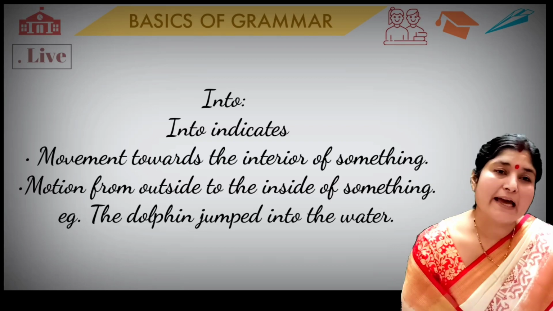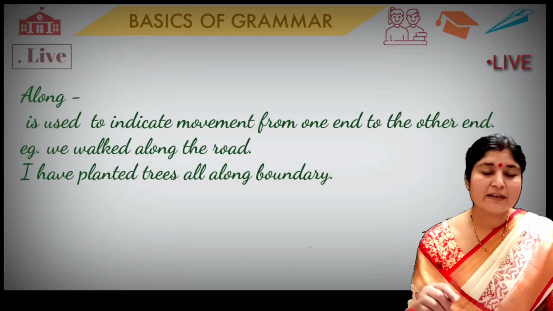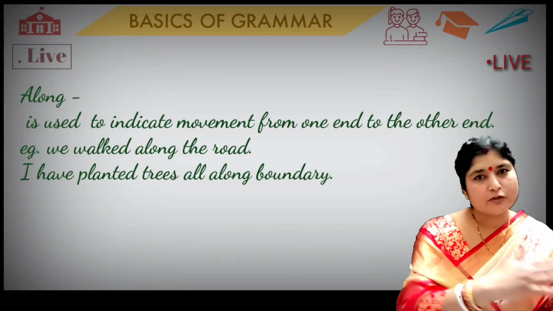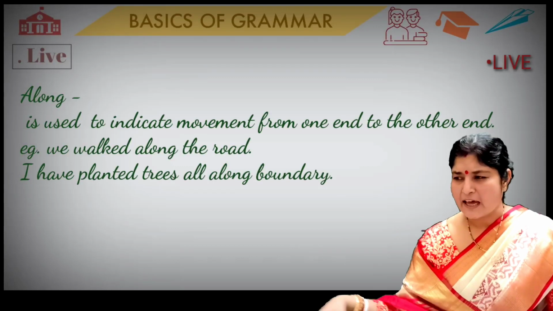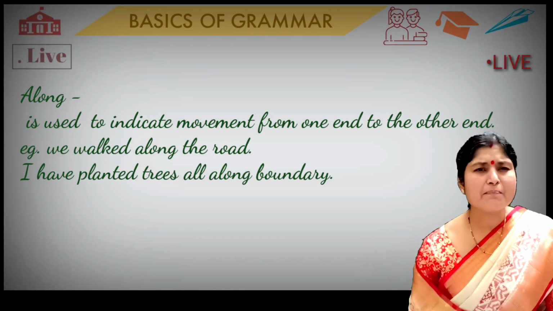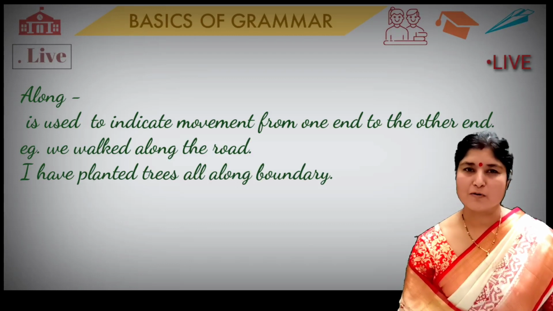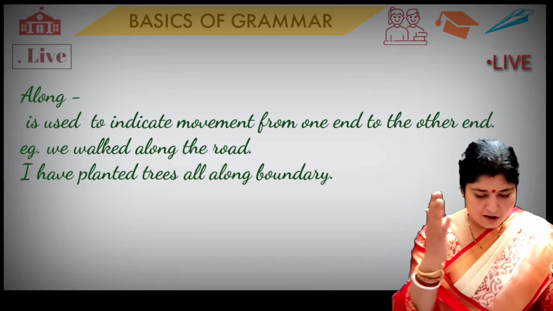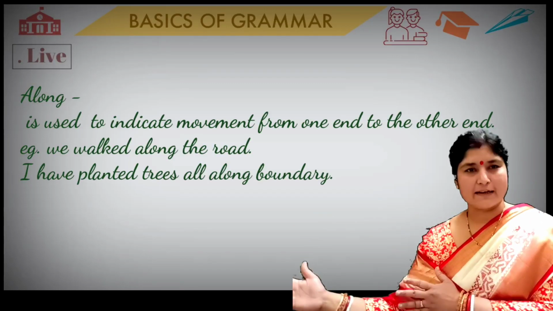Next, that is along. Along is used to indicate the movement from one end to the other end. For example, we walked along the road. Another example, I have planted trees all along the boundary of my house. So when along is used, it means movement from one end to the other end.